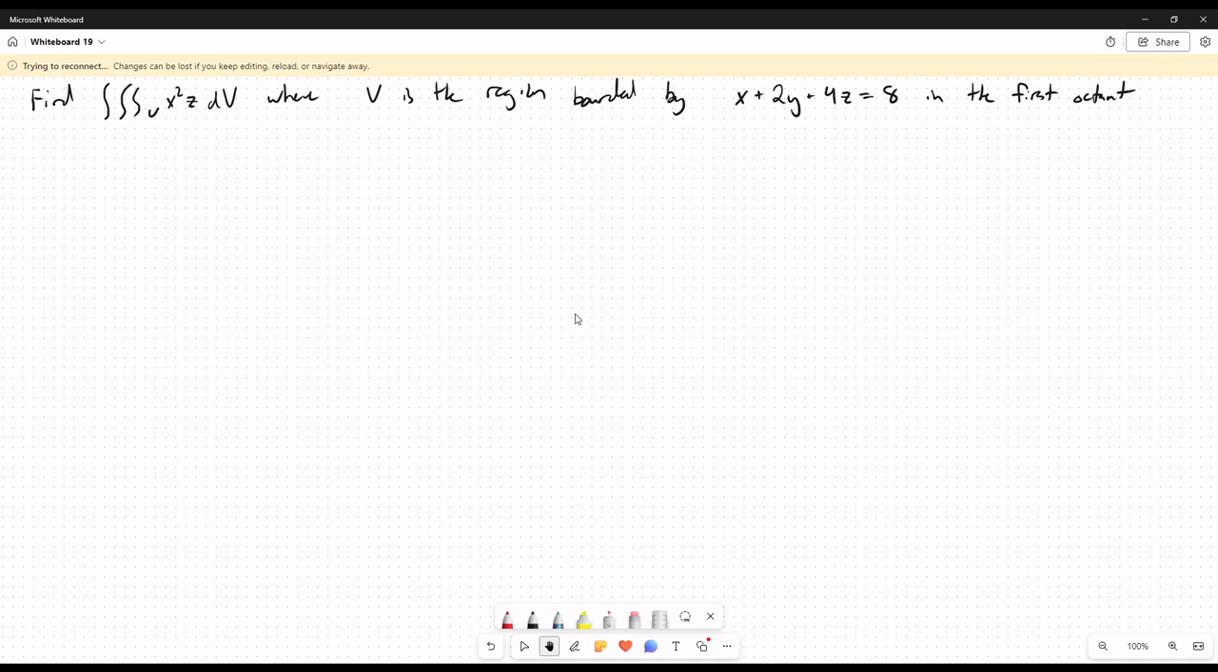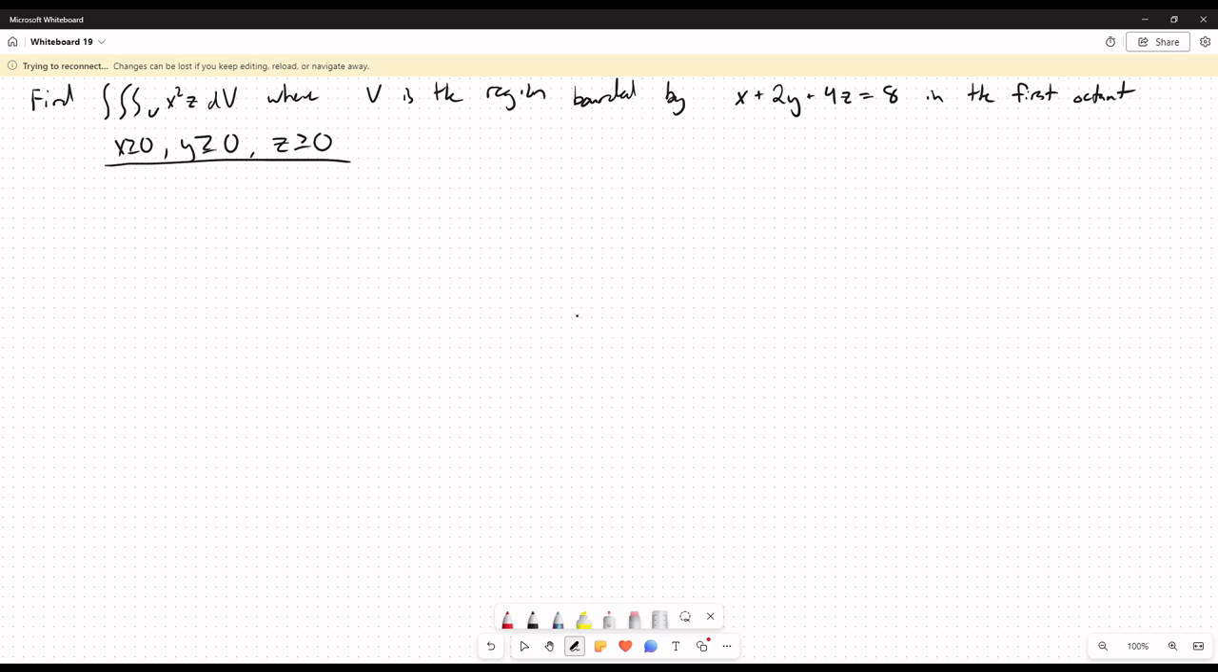In this video, we're going to set up a triple integral where our region is bounded by a plane in the first octant. So you can think of the first octant as x is greater than or equal to 0, y is greater than or equal to 0, z is greater than or equal to 0. So that's what we mean by the first octant.